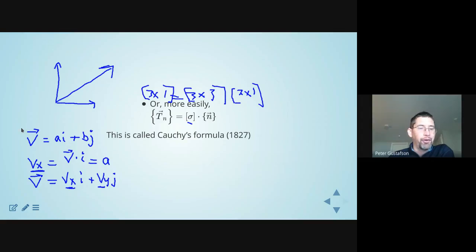So a vector, each component had one direction associated with it. So AI, BJ, AI, one direction, rank 1. Sigma XX, 2 directions, rank 2.